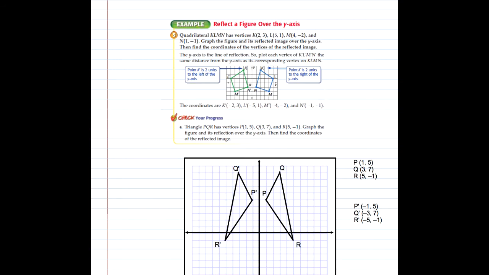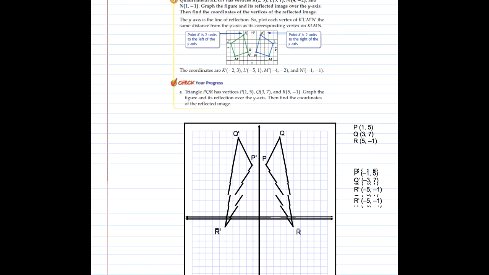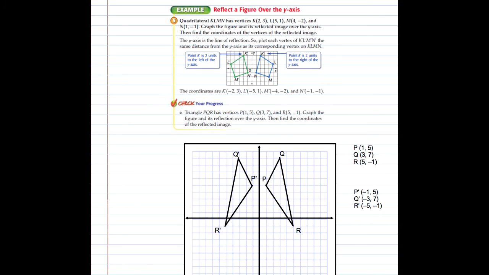Reflecting a figure over the y-axis. I'm going to graph quadrilateral KLMN with vertices 2, 3, 5, 1, 4, negative 2, and 1, negative 1. Graph the figure and its reflected image over the y-axis. The blue image is my original image. The green is my reflection. K prime, L prime, M prime, N prime. These are the coordinates of that figure.